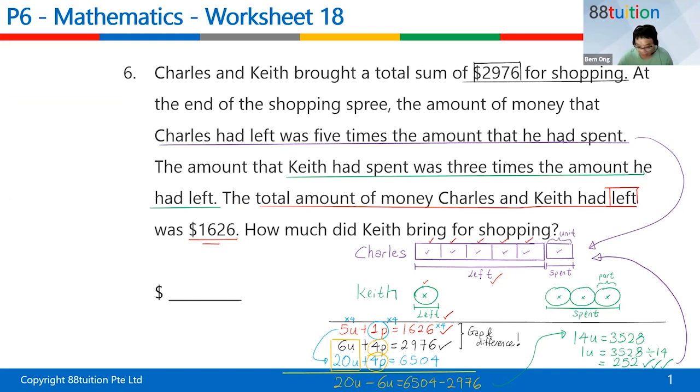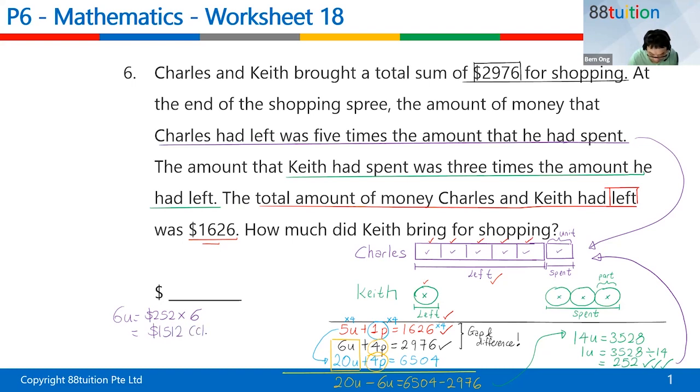So now what do they want? They want Keith. How much did Keith bring for shopping? Never mind, don't care about Keith. Go and find Charles first, because 1 unit is Charles, right? Charles got 1, 2, 3, 4, 5, 6. Let's go and find 6 units first. 6 units is equal to 252 times 6. That will give you 1512. So this is what Charles has.